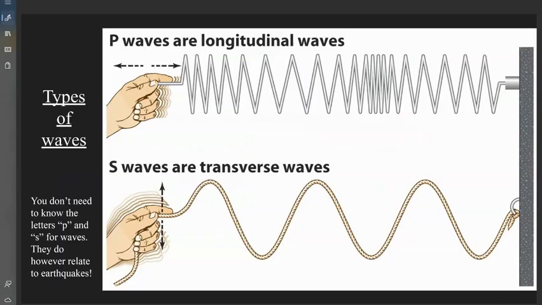All right, so here now is a good little image to talk about longitudinal waves and transverse waves. Now the top is longitudinal, the bottom is transverse. You don't have to know the letters, the P waves and the S waves. You don't have to know those.